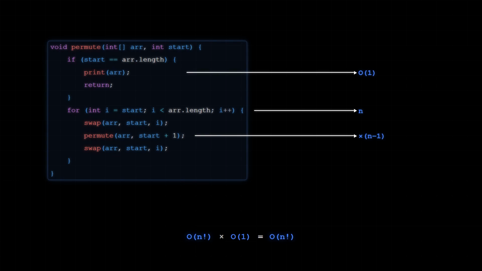For n equals 12, that's nearly 500 million calls. Always ask, is there a smarter algorithm?